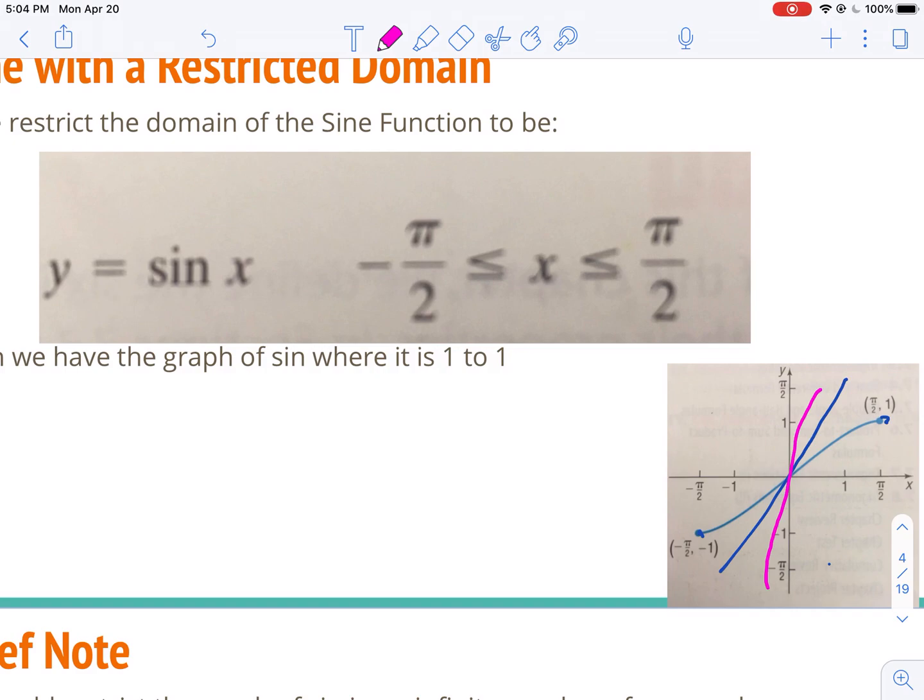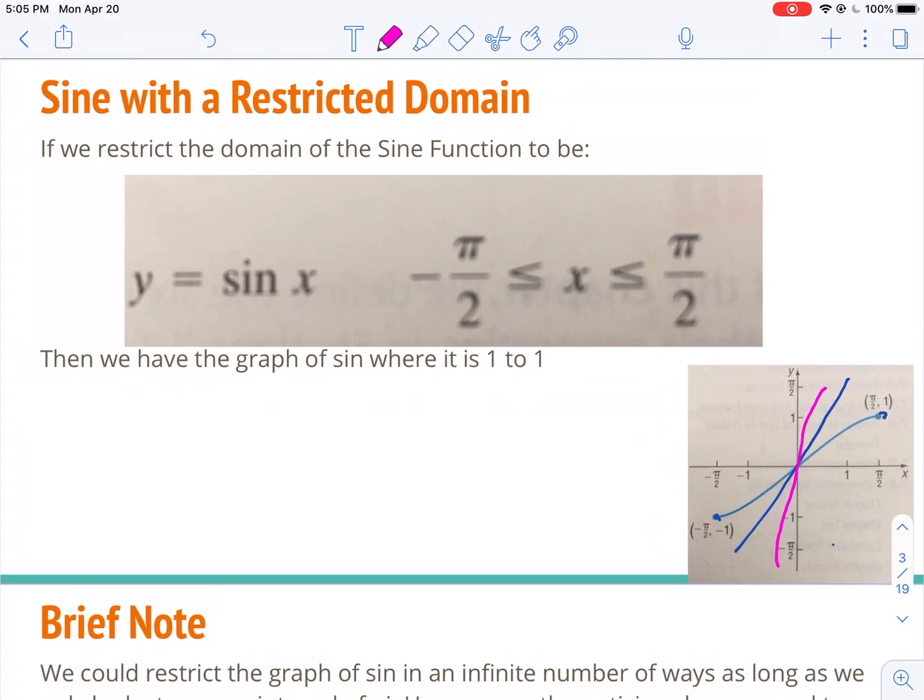But now I have that line, y equals x. I know it's going to reflect over that line, y equals x, and so that's what my inverse sine is going to look like. And now that inverse sine, even though I've drawn it pretty poorly, almost like a vertical line, I now know that my inverse sine will pass the vertical line test because I've got it restricted there.